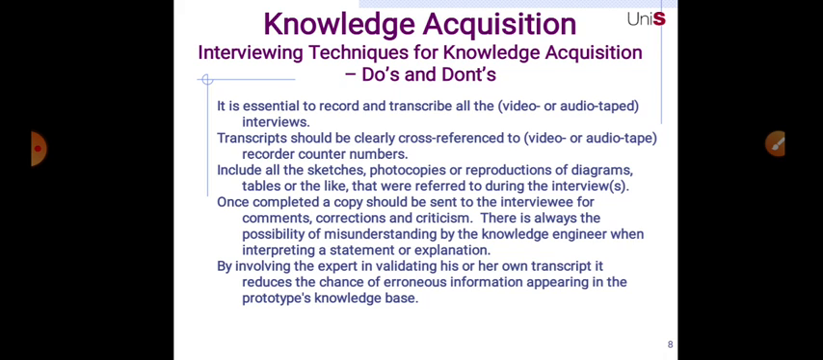There is always a possibility of misunderstanding by the knowledge engineer when interpreting a statement or explanation. There is some possibility of misunderstanding, or at the time of interviewing there is a possibility of writing the wrong information, right? So we have to send one copy to the interviewee. By involving the expert in validating his or her own transcript, it reduces the chances of erroneous information appearing in the prototype knowledge base. If you send a copy of the interview to the interviewee, he can see whether there are any errors, and if there are any errors, he can tell us to correct them, right?